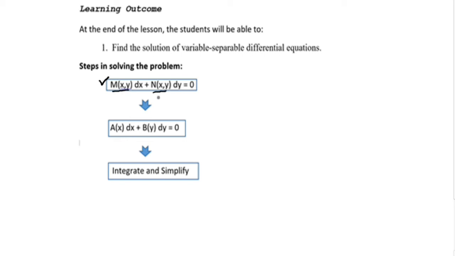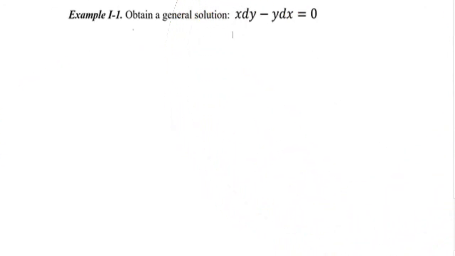So both terms are not ready for integration. To solve this equation, we will convert this equation into this form. Here, the dx term contain only a variable x, while the dy term contain only a variable y. Then, the next step, integrate and simplify. Now let's take example 1. Obtain a general solution of x dy minus y dx equals 0.